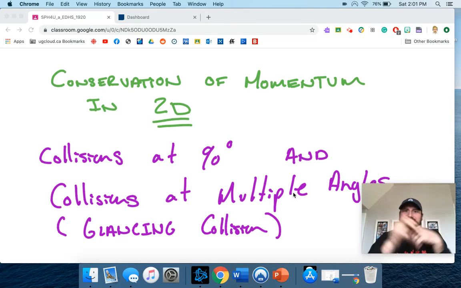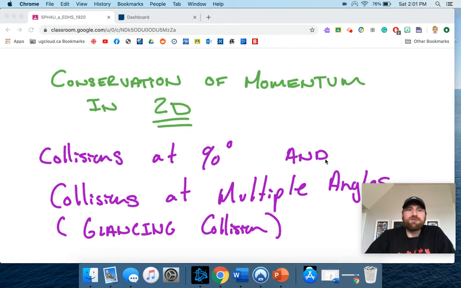And remember, prime means after the collision. And because we know that momentum is conserved, we know that the initial momentum in the x has to be equal to the prime momentum, or the momentum after the collision in the x, and same with the y direction. Okay, and so this goes back with the collisions.